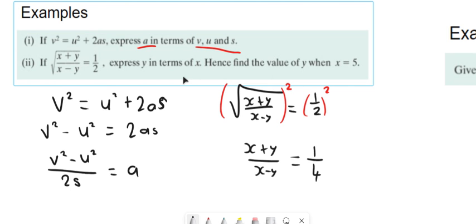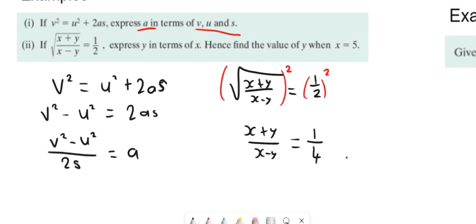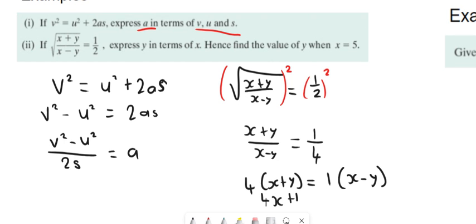Now I need to express y in terms of x. What I'm going to do next is cross multiply. So I'm going to do that multiplied by that and that multiplied by that, and then we're letting them be equal to each other. So when we have two fractions with an equal sign in the middle, we can cross multiply. So 4 multiplied by x plus y is equal to 1 multiplied by x minus y. You're multiplying the diagonals. Then we can multiply into the brackets: 4x plus 4y is equal to x minus y.